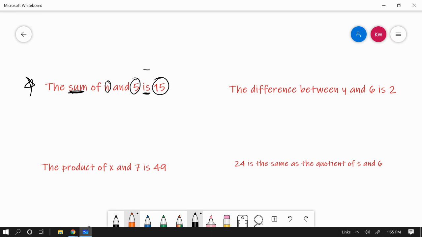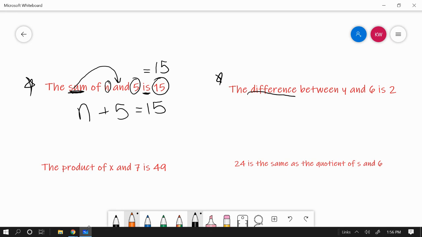Well, "is" takes the place of the equal sign, so we would write the equal sign right above that. The 15 can stay where it is. And then sum is where we're going to put in this place for "and." So n and 5. So this equation would be n plus 5 equals 15. We would say that as the sum of n and 5 is 15. So identifying some of those important words is going to be really helpful.